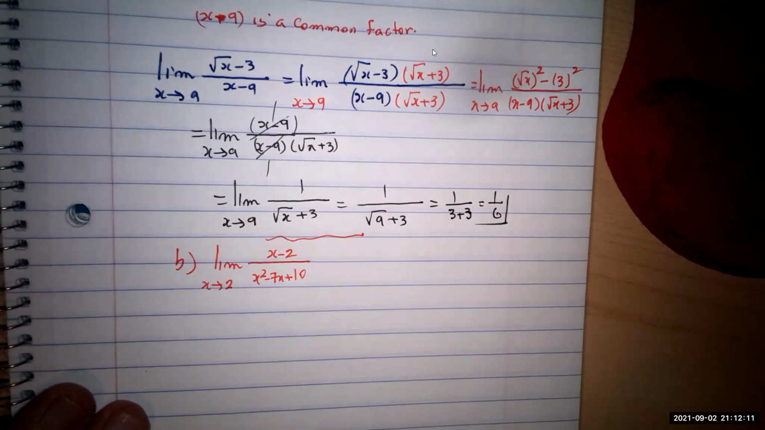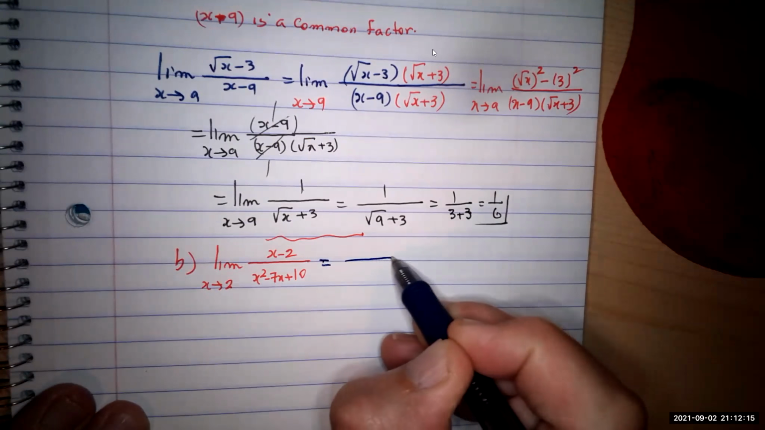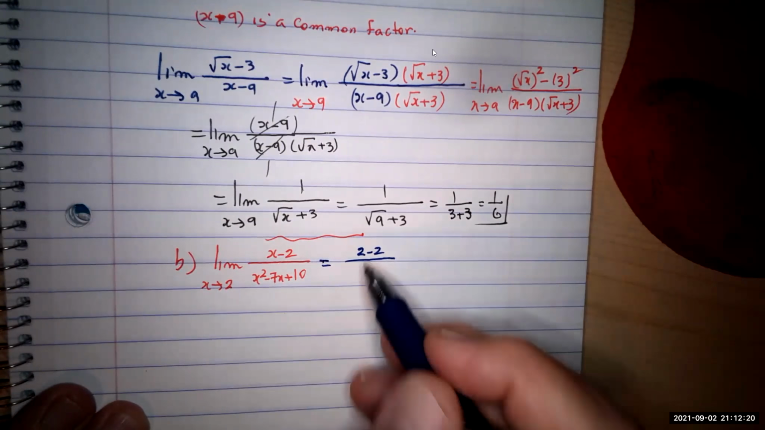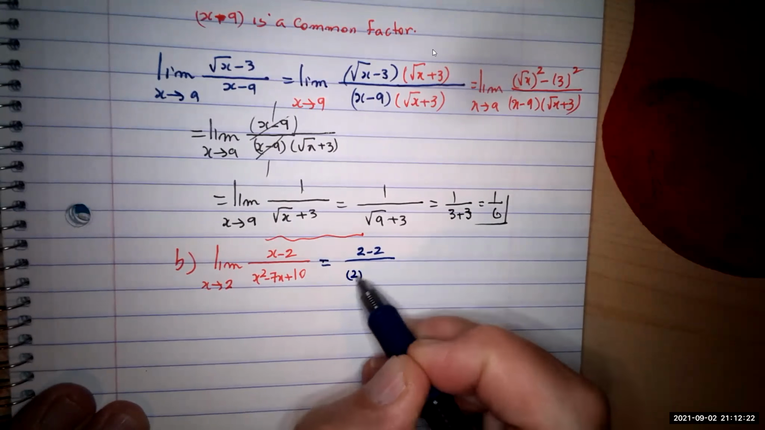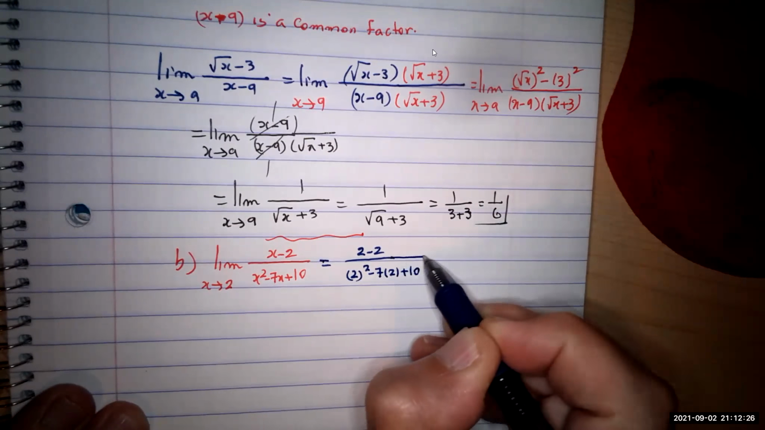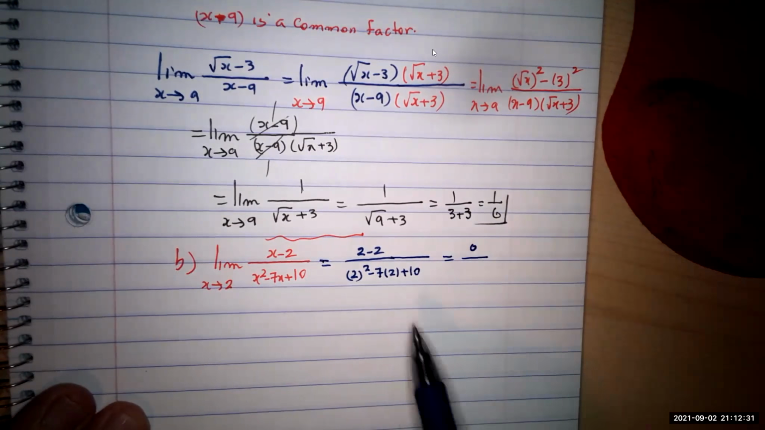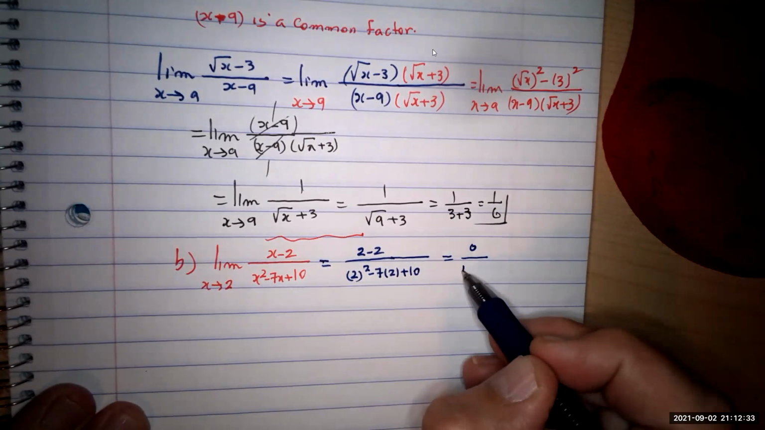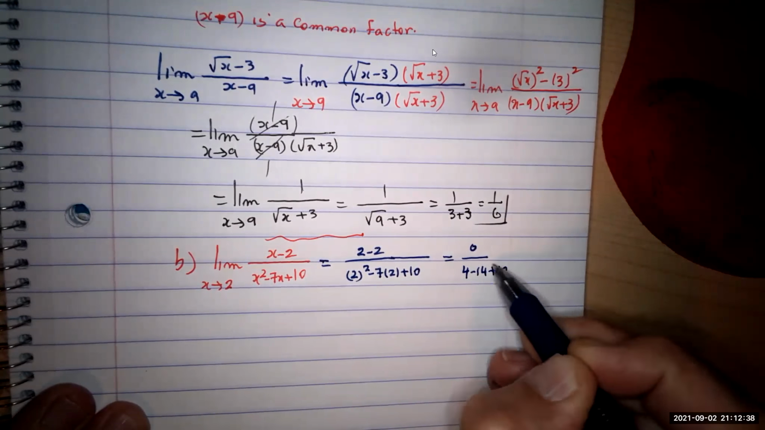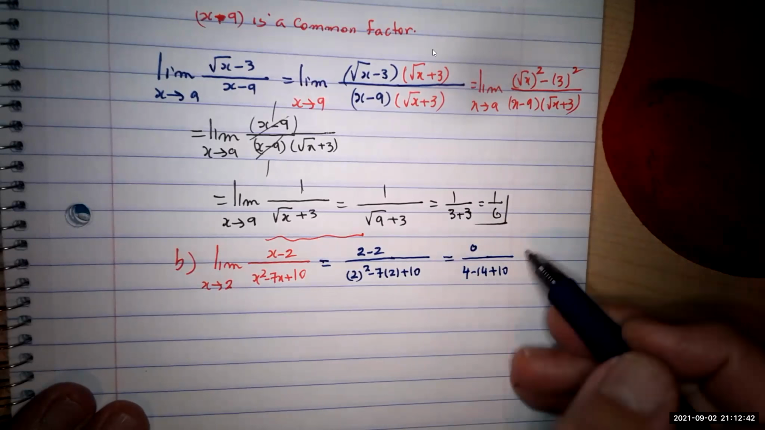Again, you substitute to see if you can get it. So that would be 2 minus 2. You substitute here 2 squared minus 7 times 2 plus 10. The top would be 0. The bottom, 2 squared is 4, minus 14 plus 10. 4 minus 14 is negative 10, plus 10 would be 0. 0 over 0 again.